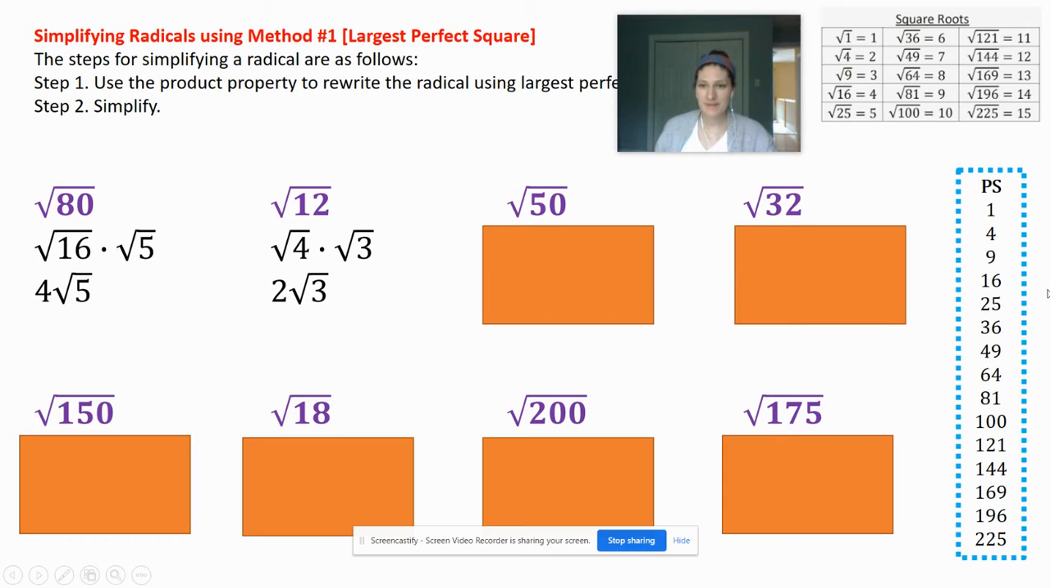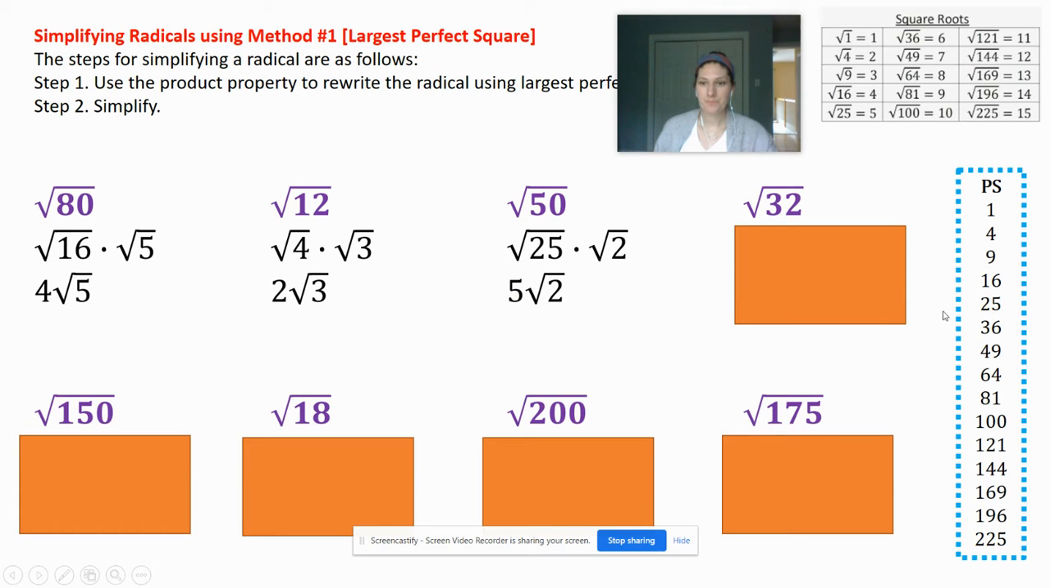The square root of 50, 50 falls right here. My goal is to find the largest perfect square factor that goes into 50. 49 is not a factor. 36, 25, that is a factor. 25 times 2 gives me 50. And the square root of 25 is just 5.